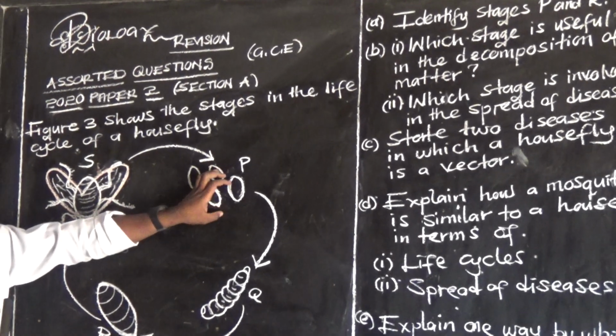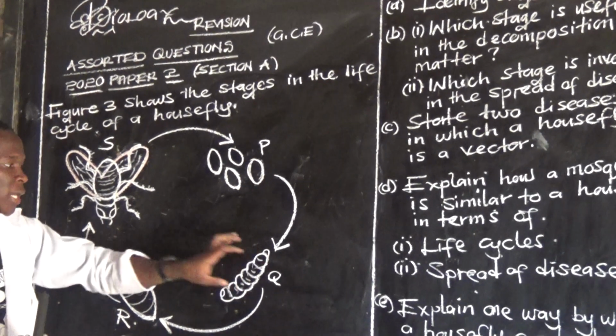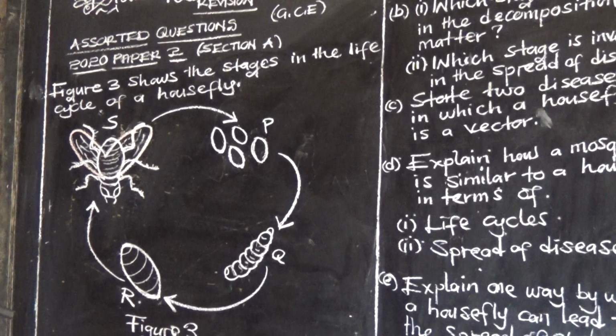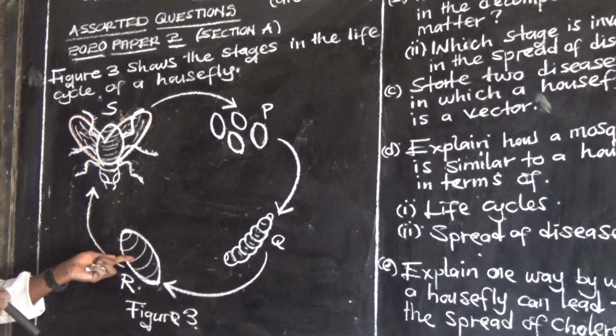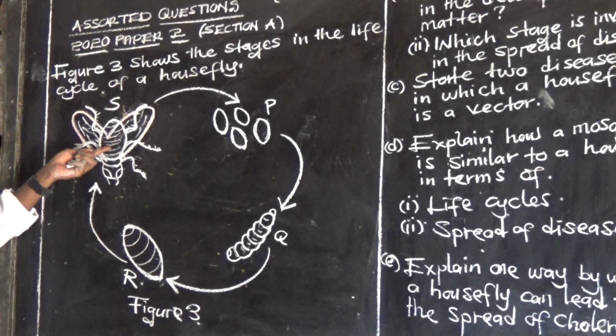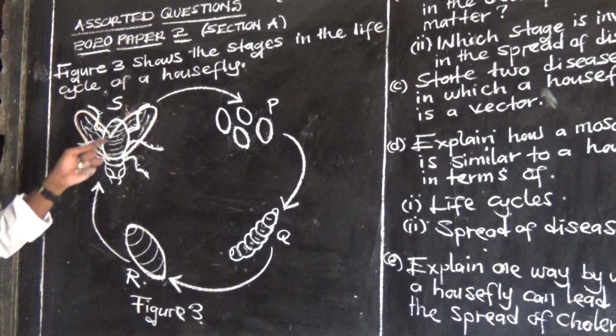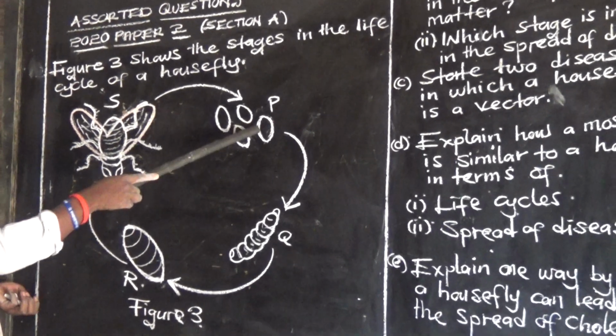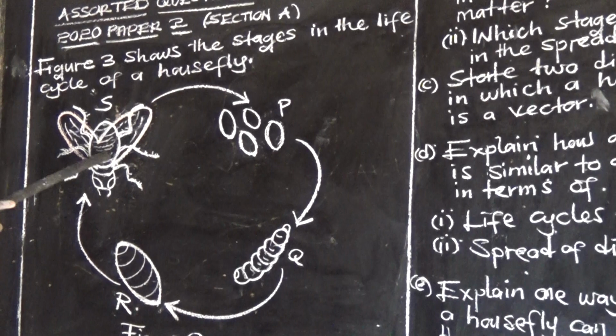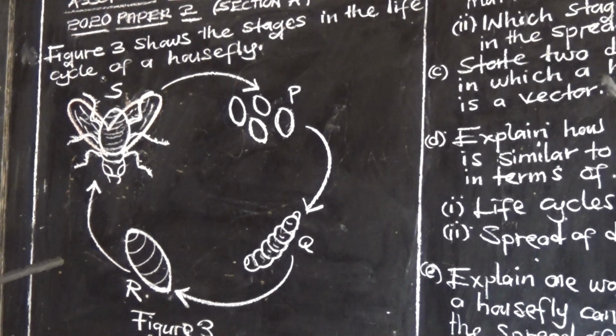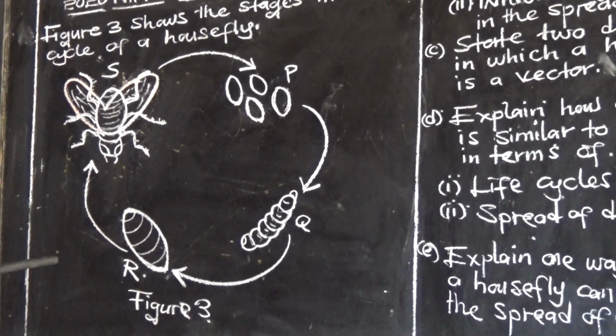Q represents the larva. R represents the pupa. And S represents the adult housefly. So you have the eggs, larva, pupa, then the adult housefly. Now let's look at the questions.